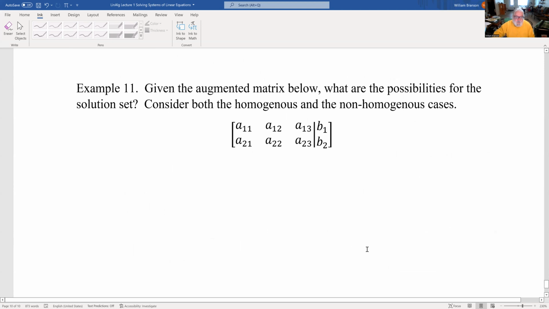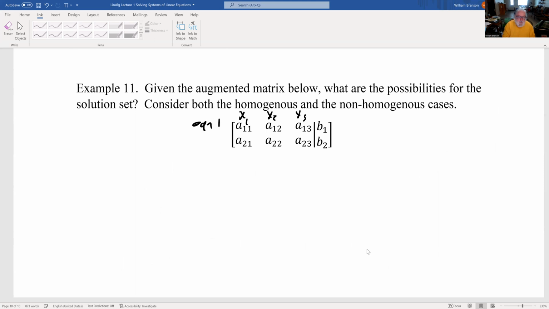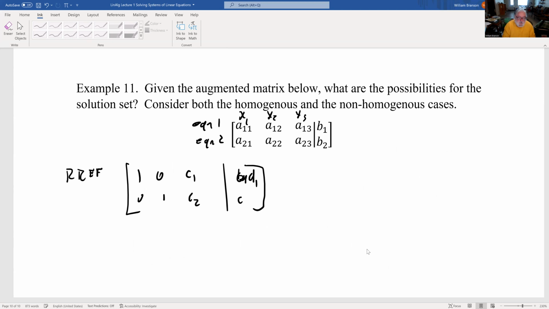And then example 11, here we've got three variables, x1, x2, x3, but only two equations. We could have, for a reduced row echelon form, two leading ones, one in each row. And that would definitely give us a parameter. And this would turn into D1 and D2. And we end up with infinitely many possible solutions.